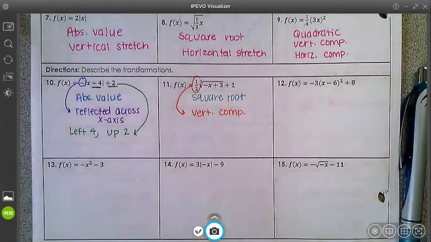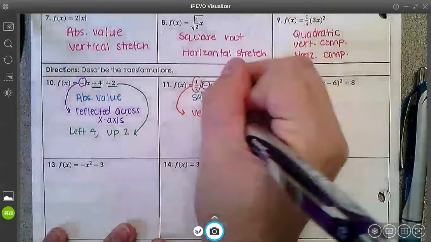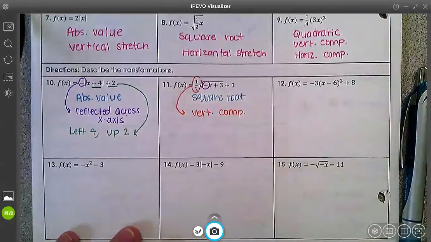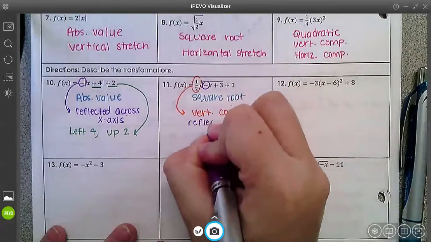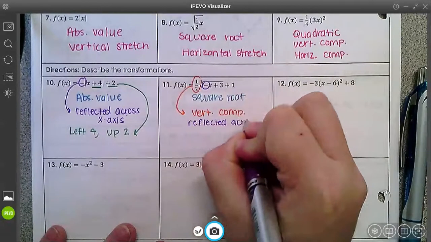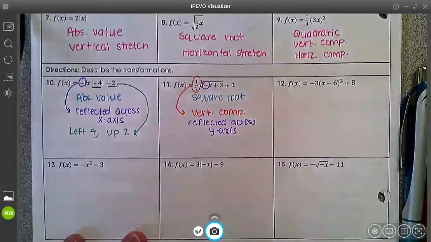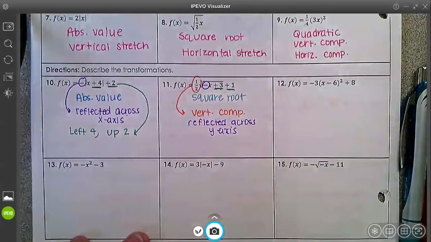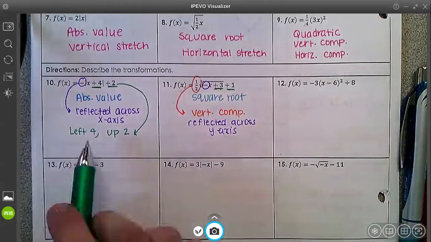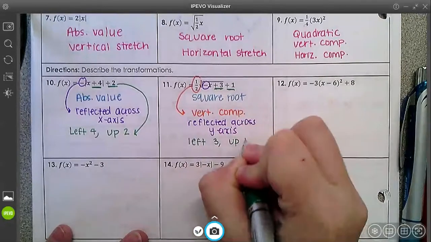What do I see in the front of the x? A negative. All right, so what happens when there's a negative? Now, is that inside or outside? Inside. So it's going to be reflected across what? Good. And then I have a +3 and a +1. So that's going to move left 3, up 1.